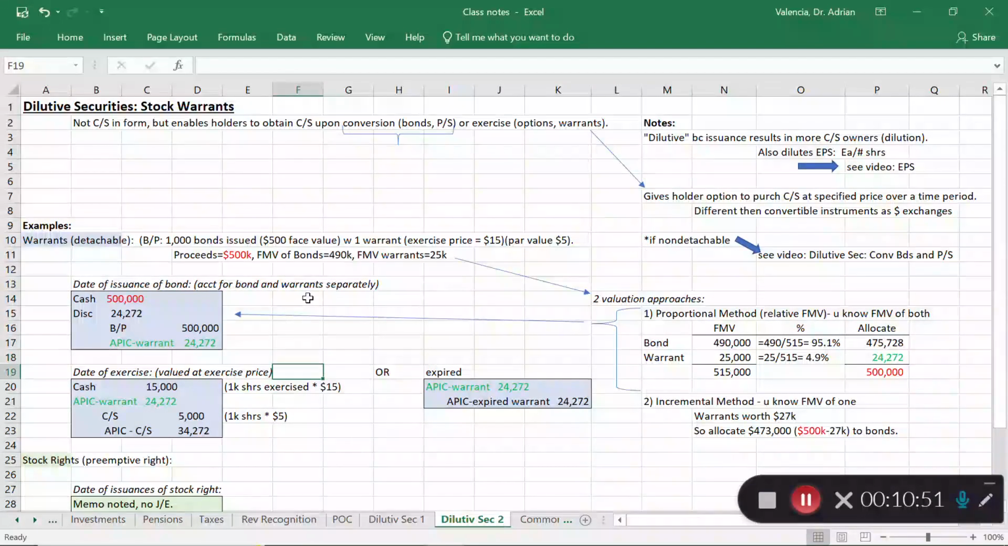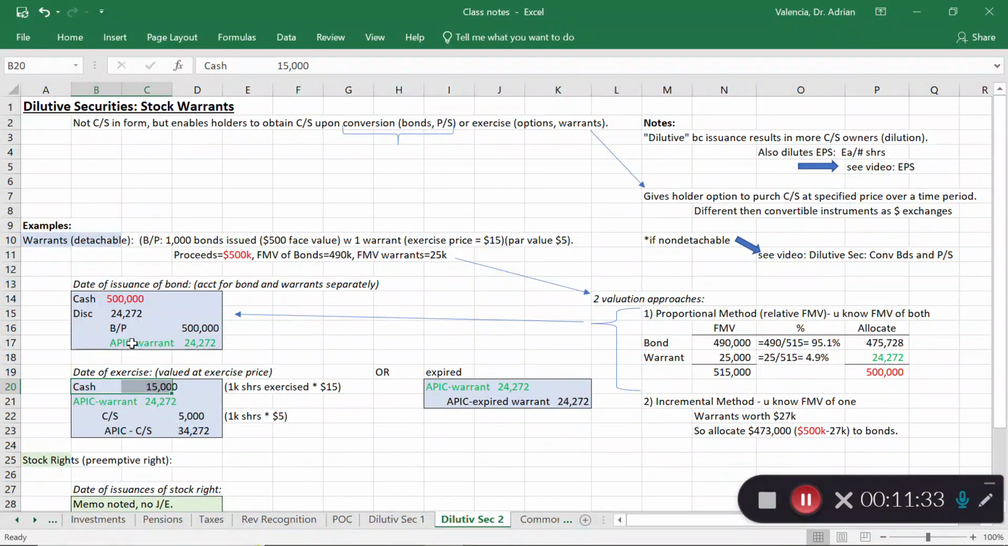Later on, the holder exercises these warrants, right? And you value the transaction at the exercise price. Recall that this particular warrant allows the holder to exercise it at $15, so whoever exercises it is going to pay $15 for each share. Let's assume that everything was exercised to keep it simple. That means 1,000 shares were exercised at $15 each, so the company receives $15,000 upon exercising.